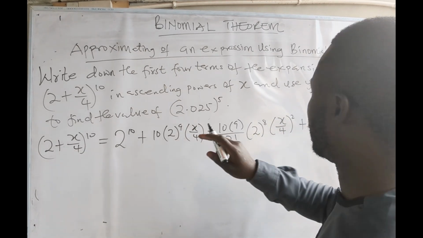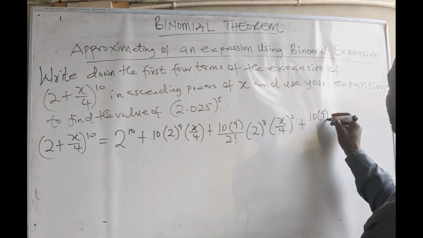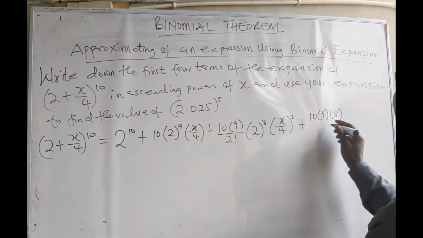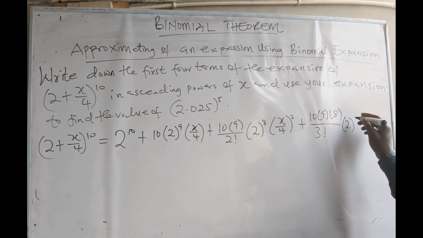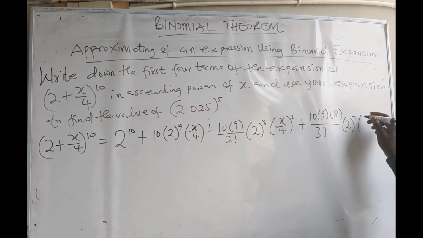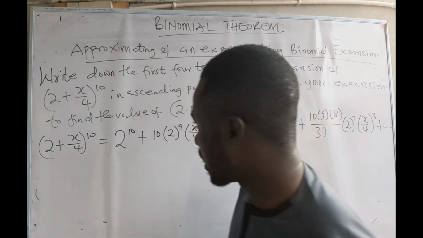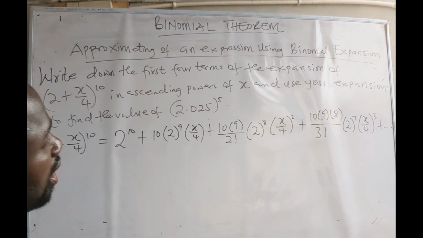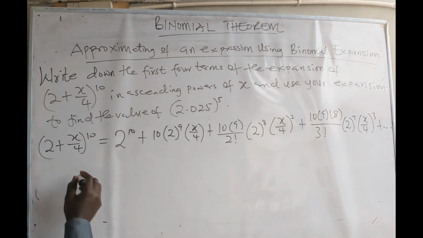So 1, 2, 3. It's left the last one according to the instruction of the question. So 10 times 9 times 8 over 3 factorial, 2 exponent 7, x over 4 exponent 3, and so on. Okay, so let's move to the calculator, and then we'll do our expansion, and we'll see what we are going to get.